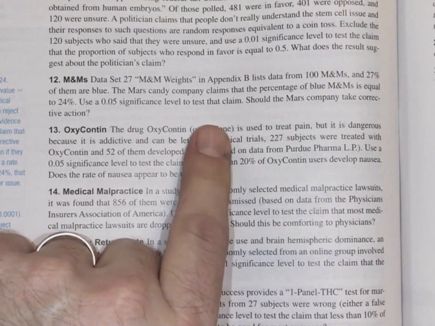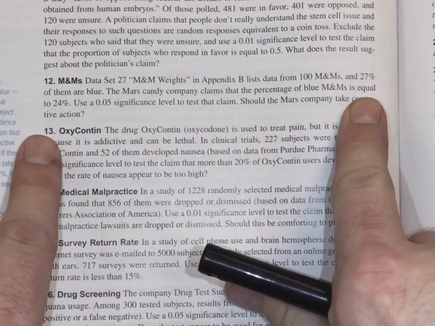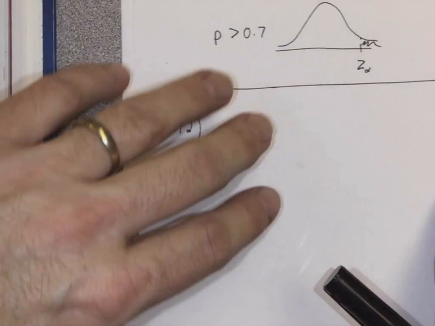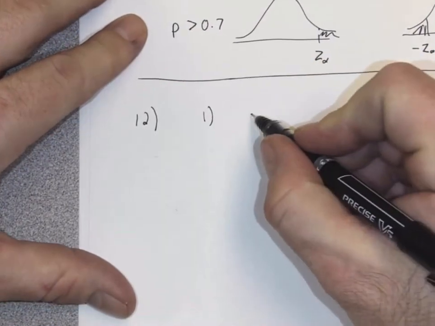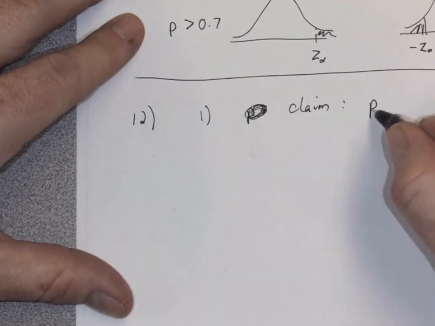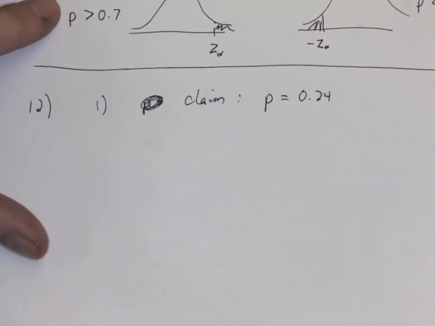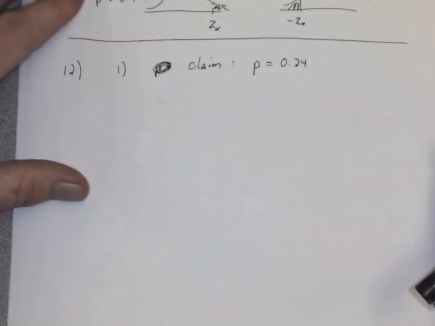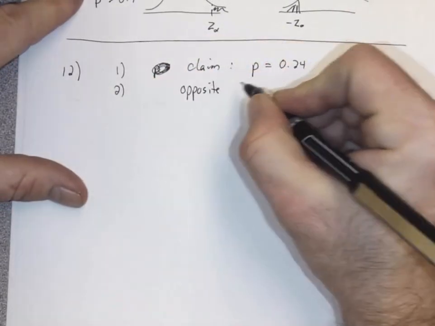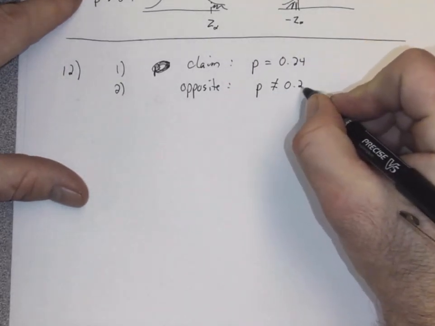So step number 1 says test the claim that Mars says the proportion of M&Ms is equal to 24%. The way we do this is we go step 1. Step 1 is, what's the claim? Well, the claim is that our proportion is equal to 0.24, so 24%. Then number 2, we have to find the opposite of that claim. So you're either equal or you are not equal. So P is not equal to 0.24.